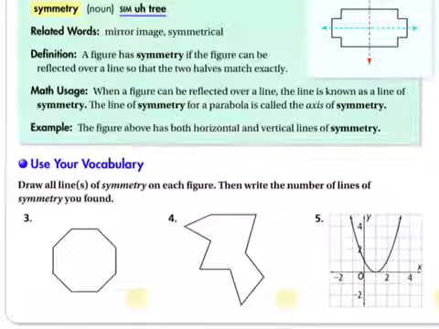Our vocabulary word is symmetry. A figure has symmetry if the figure can be reflected over a line so the two halves match exactly. Attempt to draw the lines of symmetry on each figure, and then write the number of lines of symmetry that you believe exist. Pause the video and proceed, and then restart the video to see how you did.